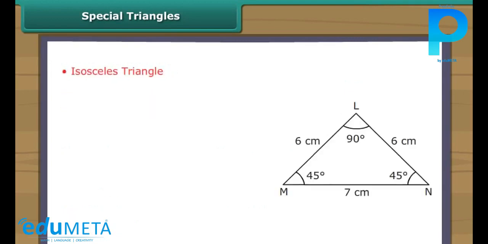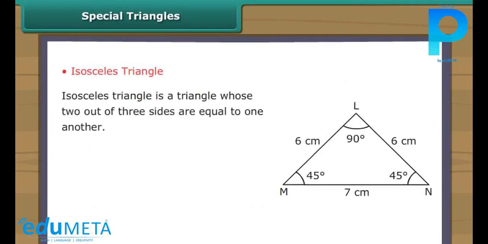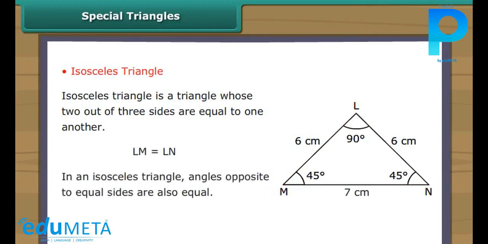Isosceles triangle. An isosceles triangle is a triangle whose 2 out of 3 sides are equal to one another. In triangle LMN, LM is equal to LN. In an isosceles triangle, angles opposite to equal sides are also equal. In triangle LMN, angle LMN is equal to angle LNM.